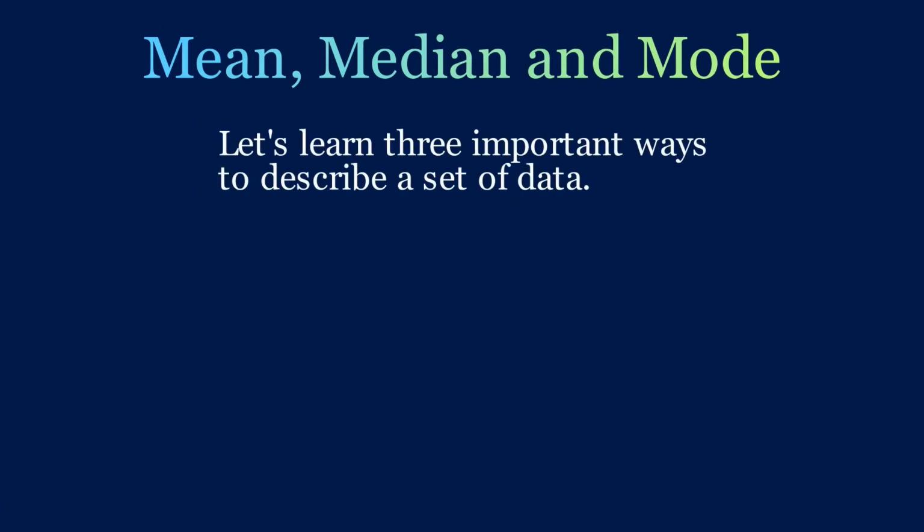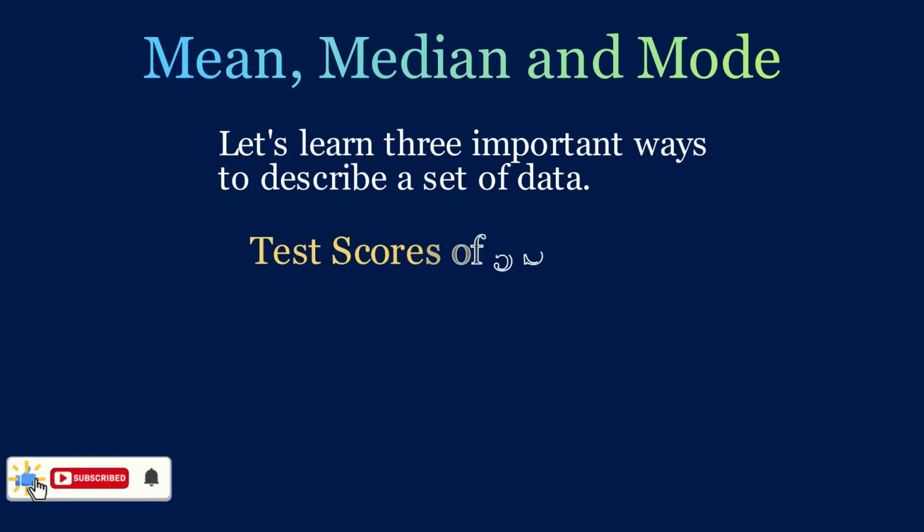Today, we are going to learn about three important mathematical ideas: mean, median, and mode. These are special ways we use numbers to describe and understand data. Data is simply a collection of information, such as test scores, heights, ages, or the number of goals scored in a game. Let's look at these test scores from 5 students.